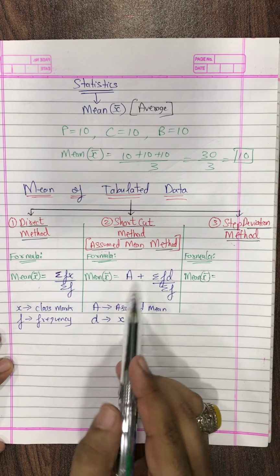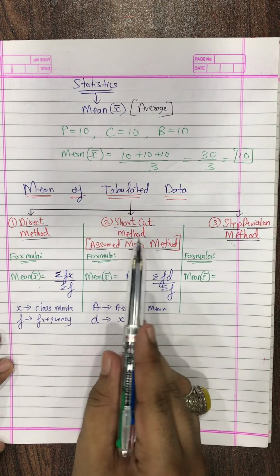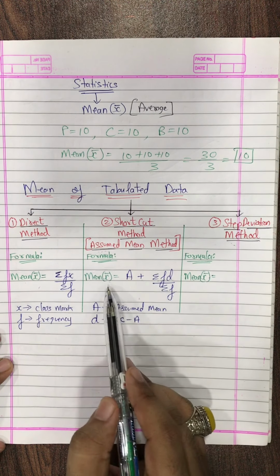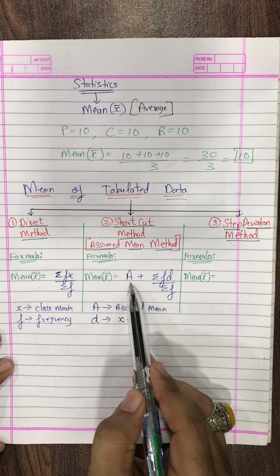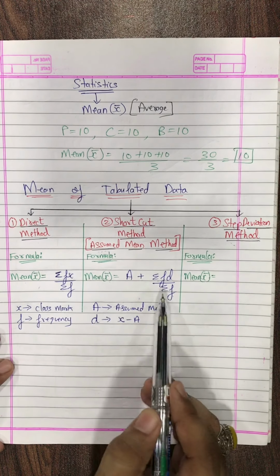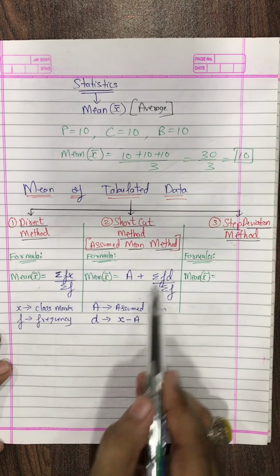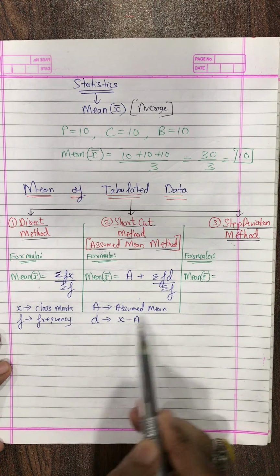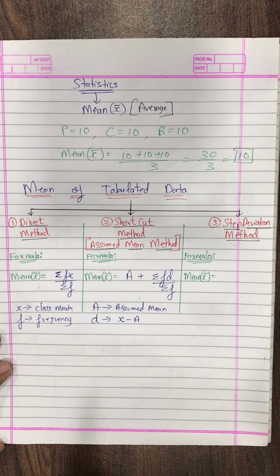Please repeat with me once again. Formula for the shortcut method or assumed mean method: mean x bar is capital A plus summation fd upon summation f. What is x? Class mark. What is f? Frequency. What is A? Assumed mean. What is d? x minus A. Okay, beautiful.